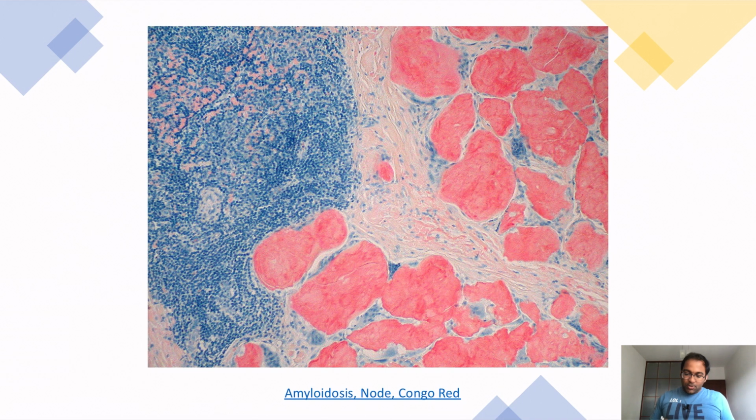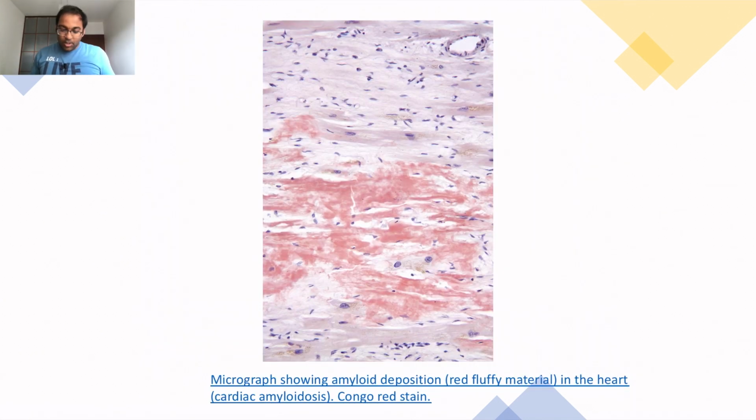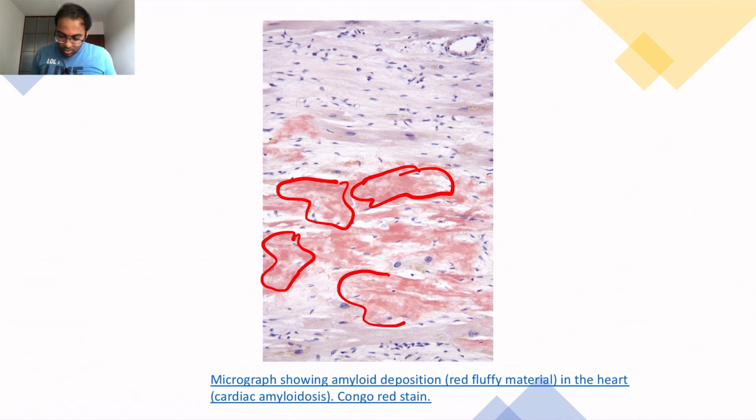Now let's see the picture here. This is a picture that shows the lymph node, and you can clearly see the amyloids using the Congo red stain, and you can see all the red amyloids here. If you have an amyloid deposition in the heart, right, this red fluffy material that you see here, also here, these are all amyloids. So this causes cardiac amyloidosis, right?